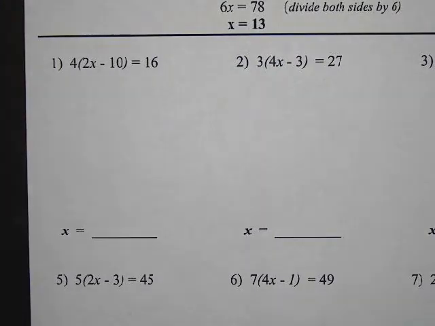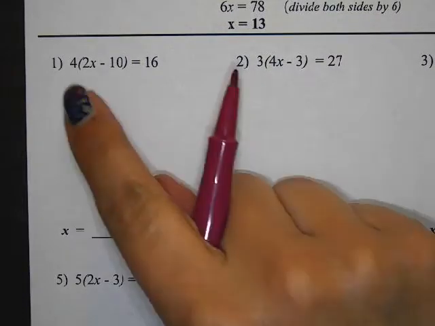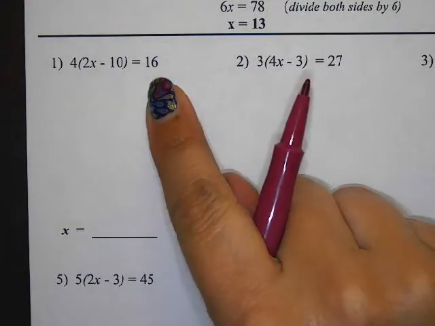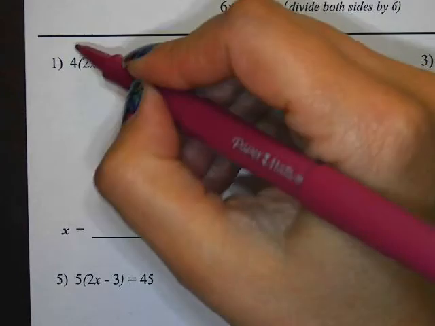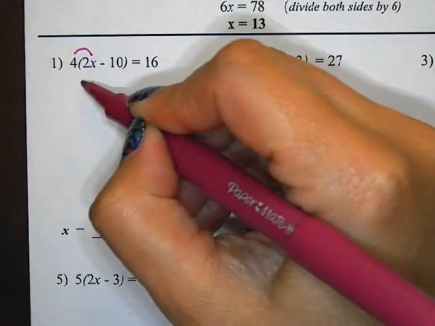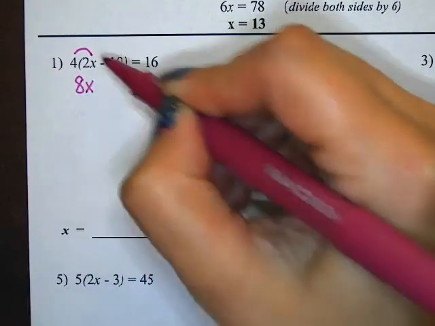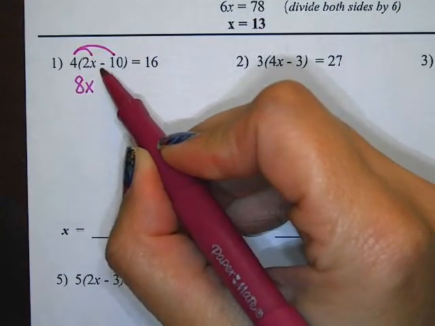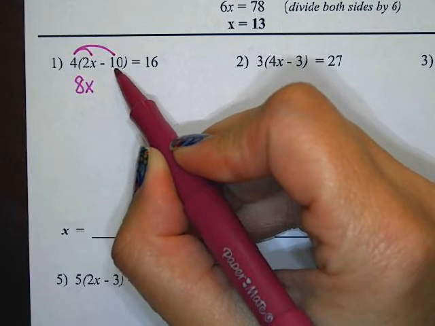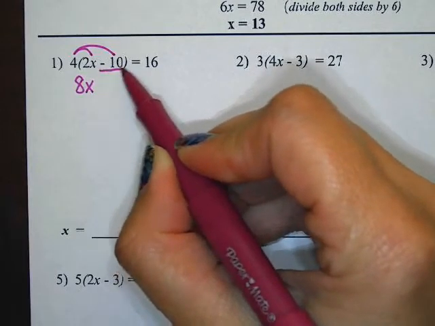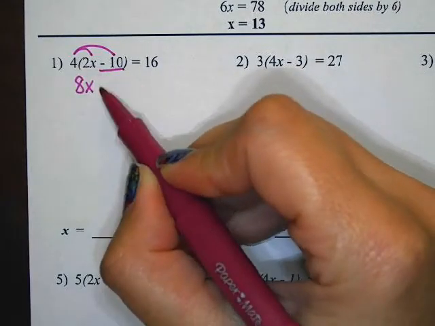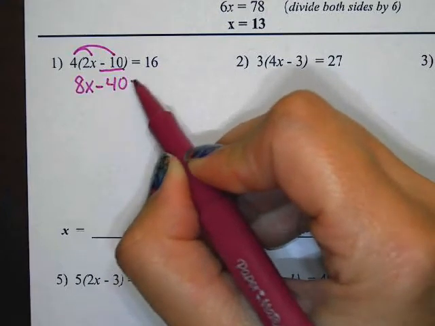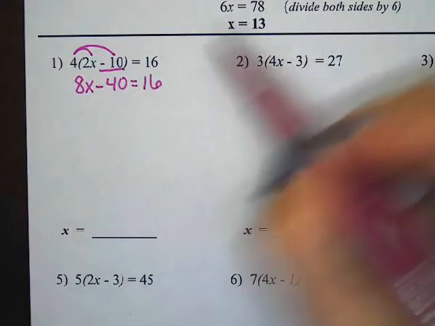So the first thing we need to do is distribute that 4 to all of the parts of the equation. So 4 times 2x gives us 8x. 4 times negative 10, so remember that the subtraction sign sticks to that number, so this is a negative 10 right here. 4 times negative 10 is negative 40, and it's equal to 16.